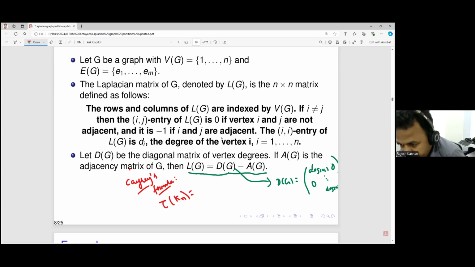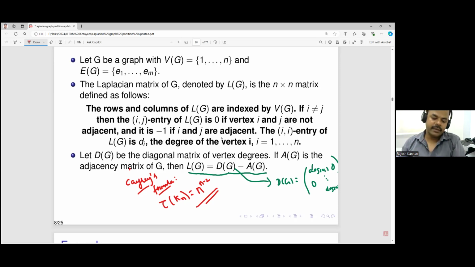If you have to count the number of labeled spanning trees in the complete graph, how many such spanning trees will there be? This is n power n minus 2. When you do a first course in graph theory, you might have seen this. Now, if I take an arbitrary graph G, can I have a nice formula like Cayley's formula for it?